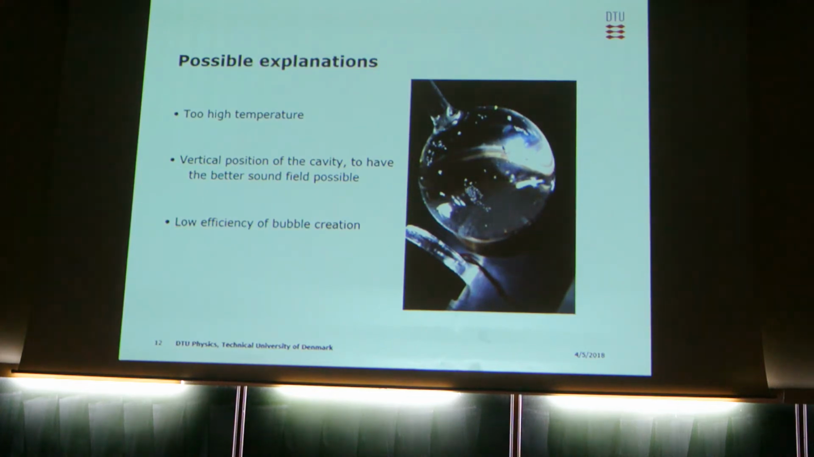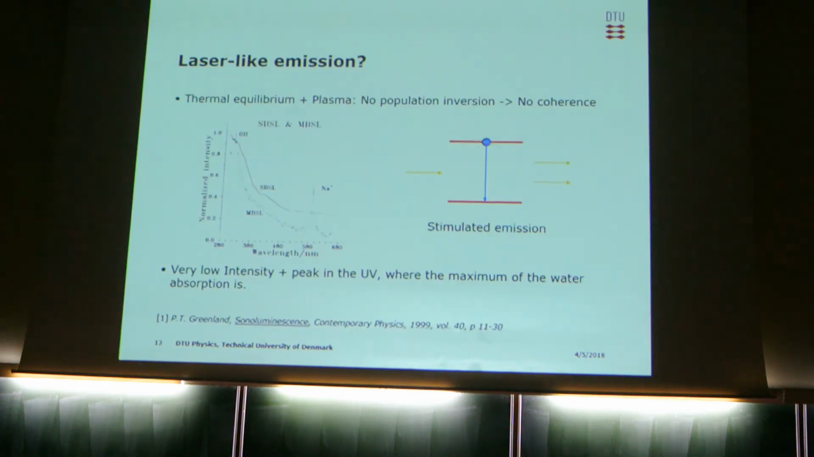This setup should be vertical, because what you want is a very stable sound field, and this free shape of the water would disturb the field, so we want it to be as small as possible. So it should be vertical, and we have to find a way to create the bubble more efficiently. Can I finish on that?